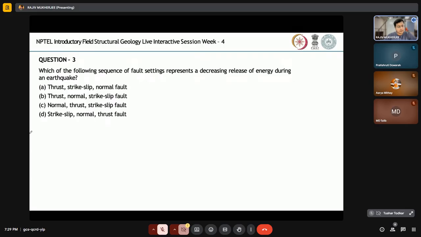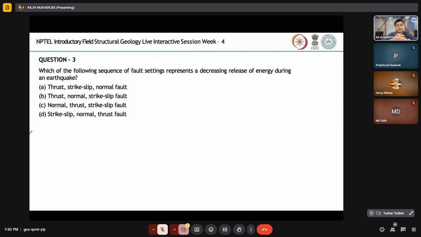Anyone would like to try? So think in terms of force and displacement, because energy is the product of force and displacement. So if you keep the displacement constant, then obviously the larger the force required, the more the energy will be. It is obvious.